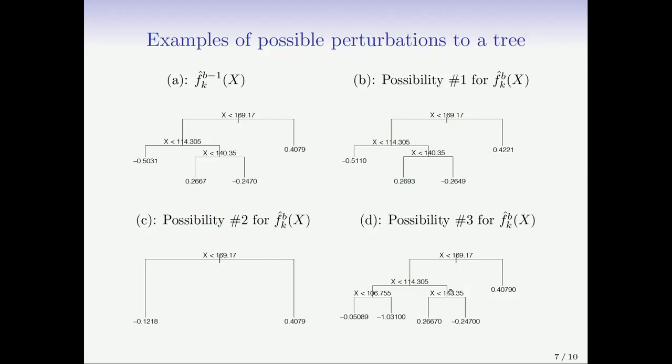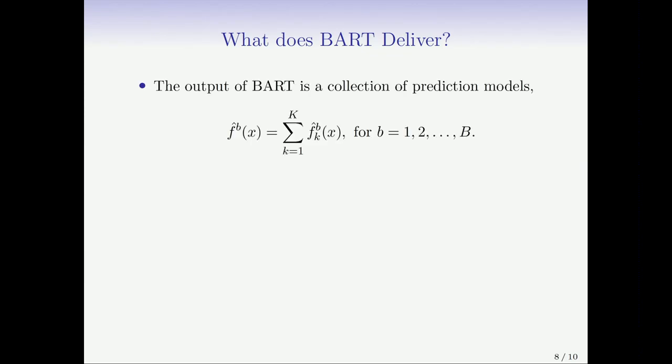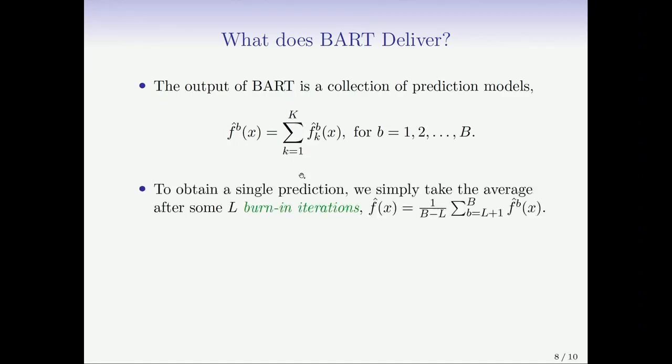So, okay. In this fourth example, I've added a branch, it looks like, right? So it can remove branches, add branches, or change the predicted values in the nodes. So what do you get from all this? We get a collection of prediction models, right? At each step B, again, our prediction is the sum of the predictions for the K trees. And as I mentioned, the prediction is the average of all the predictions for all trees and for all B.